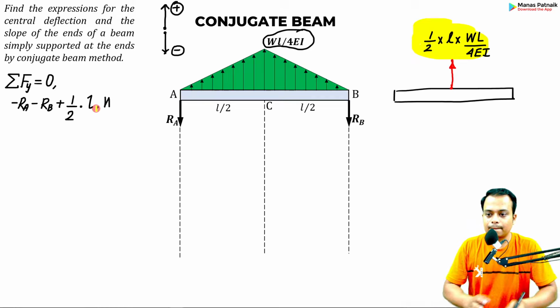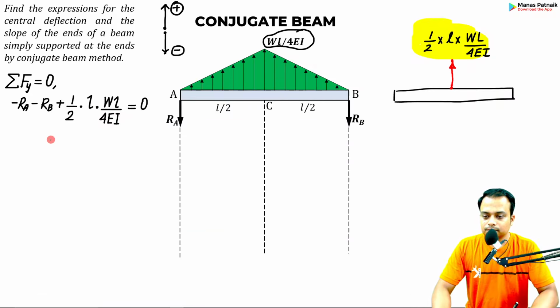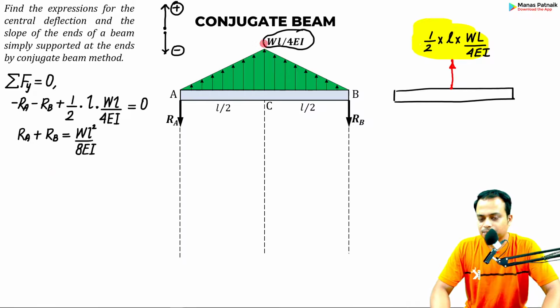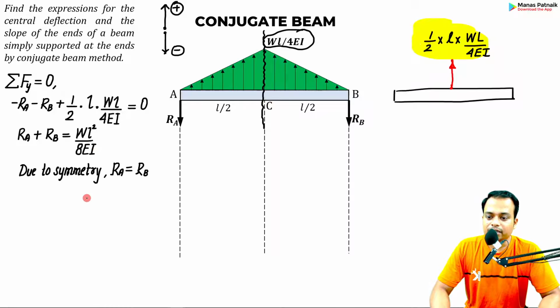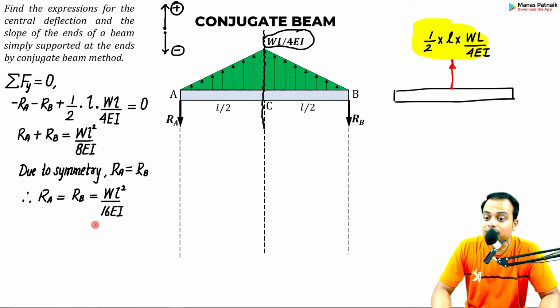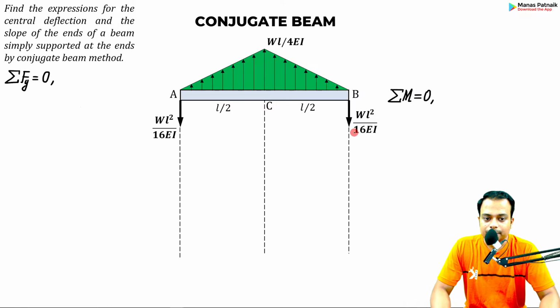Okay, let me write it over here. Done. Easy. Now, let me rewrite this in a better way. And you can clearly see, since the entire distributed load is symmetric about the central point C, therefore RA and RB will be equal. Divided by 2, you will get the value as WL square upon 16 EI. I hope this is clear to everyone. All right, you've got the reactions. Let me replace this RA with WL square by 16 EI and also RB. Done.